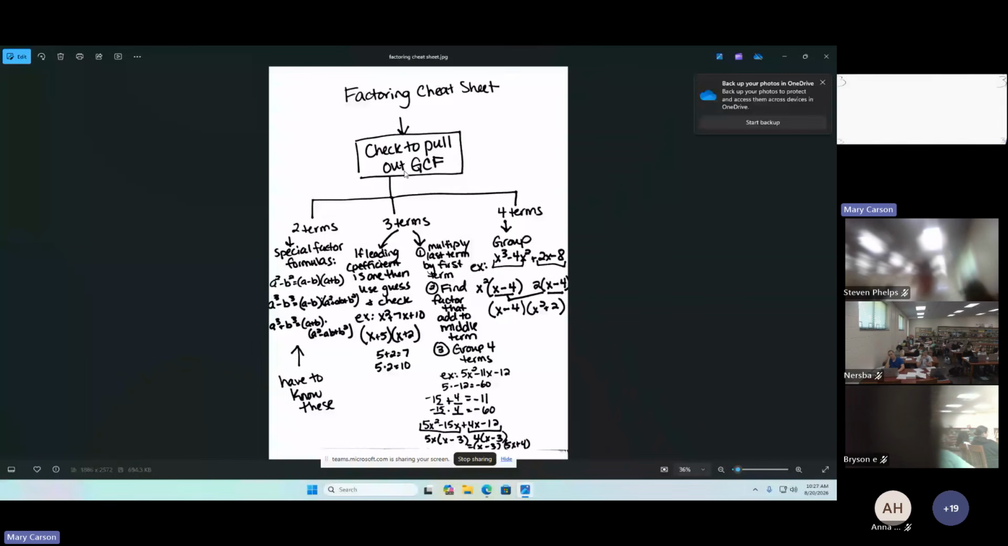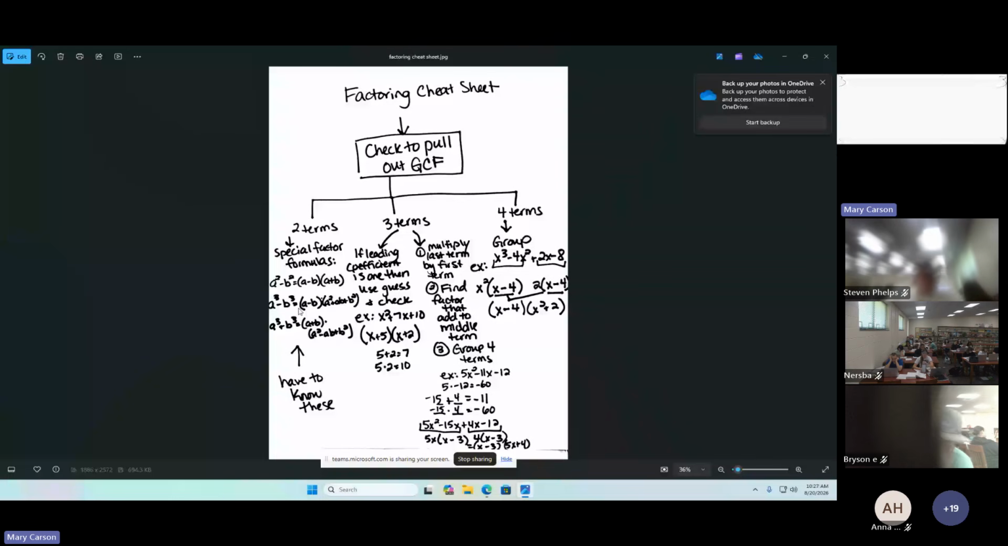And then you look to see how many terms there are. Usually your polynomial is going to have either 2 terms, 3 terms, or 4 terms. Based off that, you can look at the special factor formulas, which we just talked about. This is a difference of squares. This is a difference of cubes. And this is a sum of cubes. Again, you need to know all 3 of these. If it's 2 terms and it's one of these, you can just factor it.